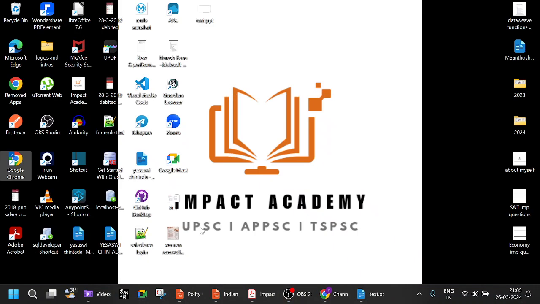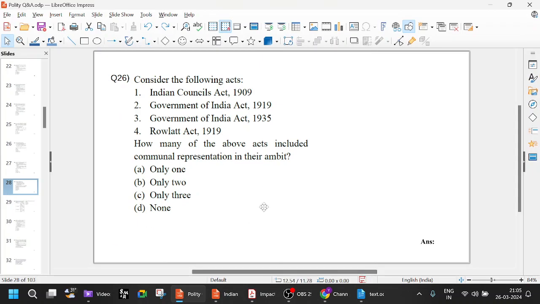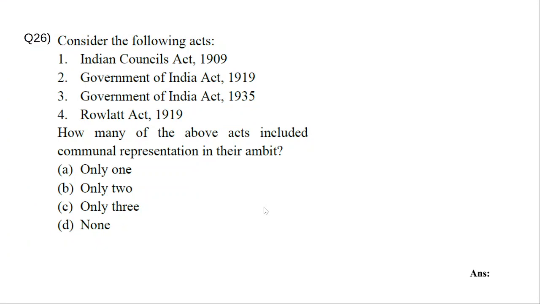So let us continue with the polity. Last session we have seen till 25th question. So let us continue with the 26th question.